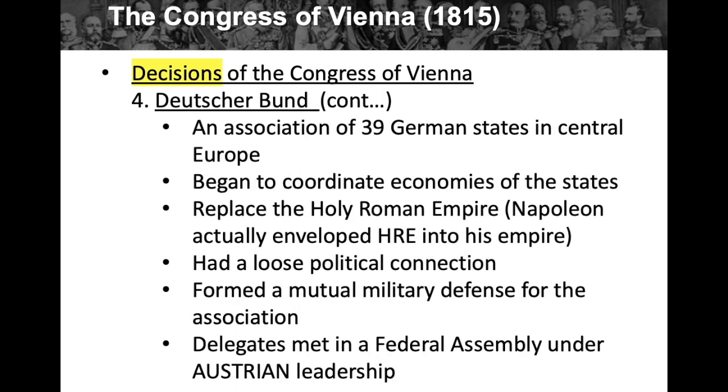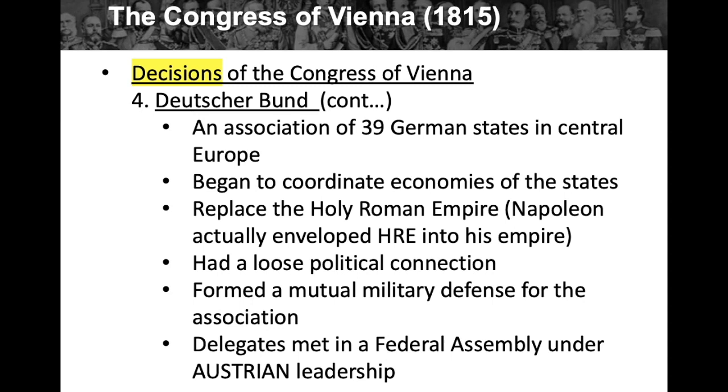The Deutscher Bund was an association of 39 German states in Central Europe. They began to coordinate the economies of the states. And this Deutscher Bund would replace the Holy Roman Empire. These states were part of the Holy Roman Empire before Napoleon, but then Napoleon enveloped the Holy Roman Empire into his empire when he conquered Europe.